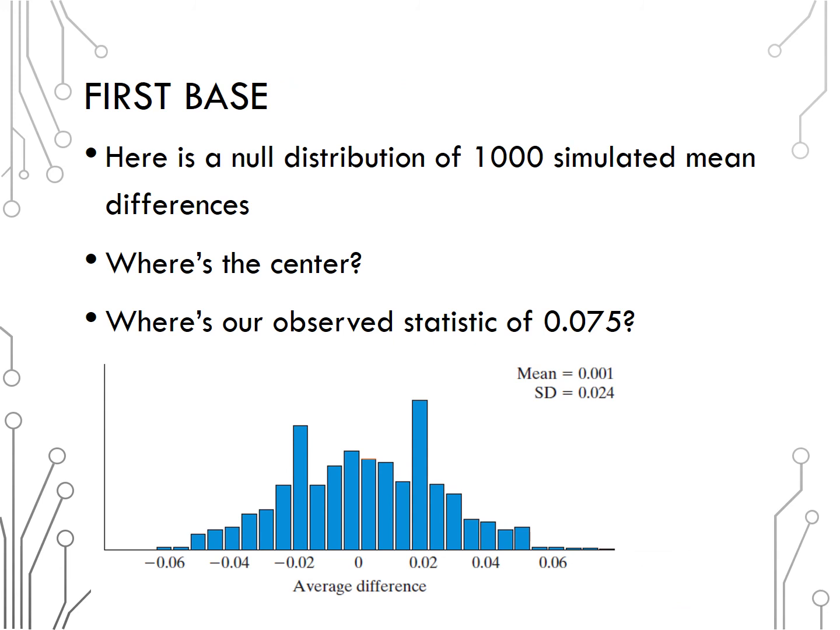Here's a null distribution of 1,000 simulated mean differences. Where is it centered? Around 0. The mean of the distribution is 0.001. That makes sense because we assumed that the average difference was 0 in the population to create this simulated distribution. And where does our observed statistic of 0.075 fall? Pretty far out in the tails. Notice that the label on the x-axis only goes out to 0.06.